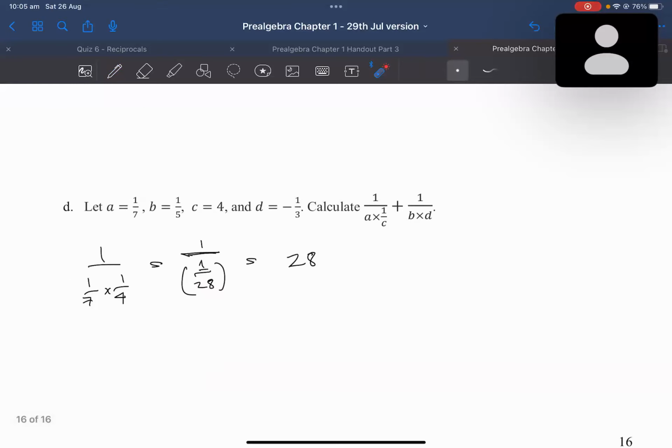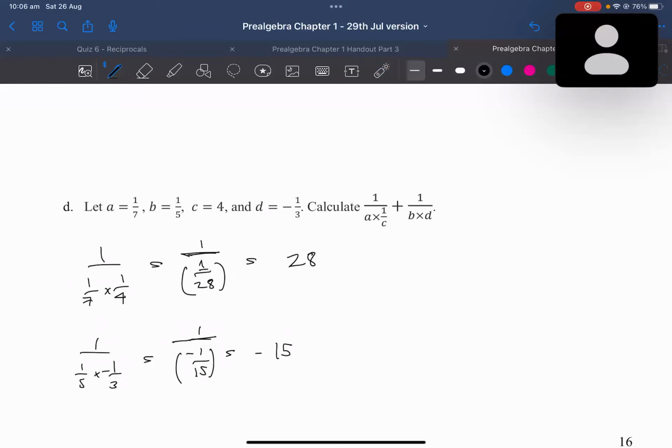The second part is 1 over B times D, where B is 1/5, D is negative 1/3. 1/5 times negative 1/3 is negative 1/15. Anyone online, what does 1 over negative 1/15 become? 15. Yes, but with what sign? Negative. Negative 15, because the reciprocal of a negative is always negative.